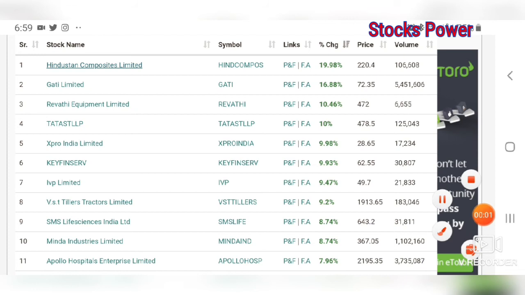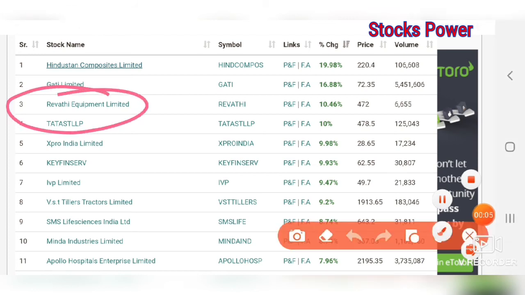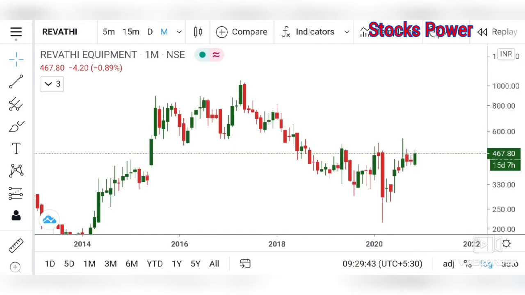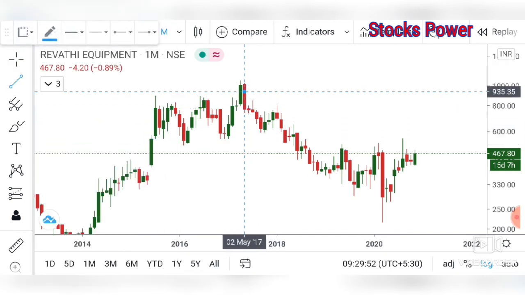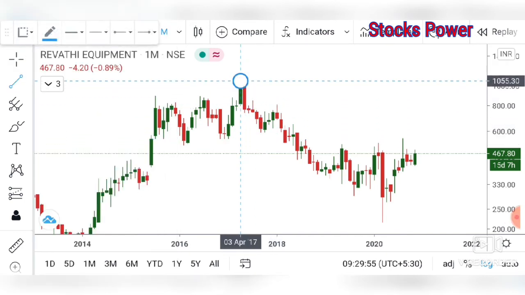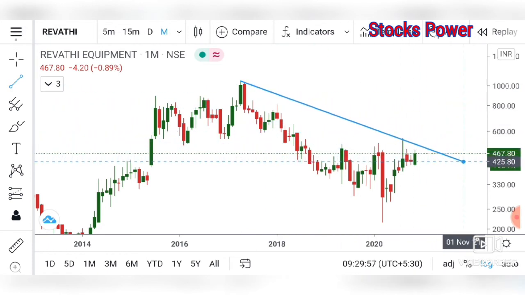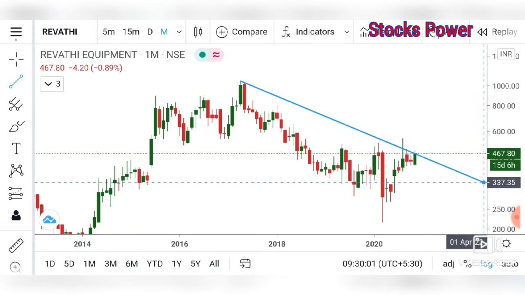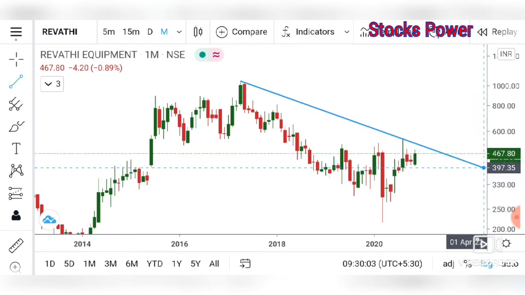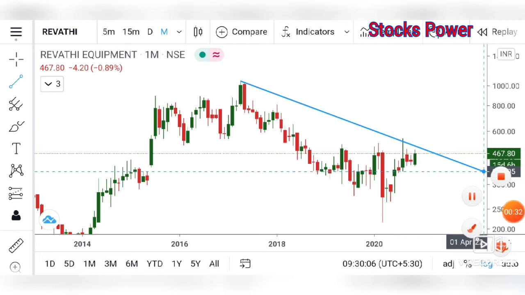We will check the third stock, Revati Equipment Limited. Here is the chart for Revati Equipment Limited. So we'll draw a trend line for this chart. It is touching only two heads. Okay, you all can see here it is touching two heads. It has not given breakout yet. So we will avoid this type of stocks.